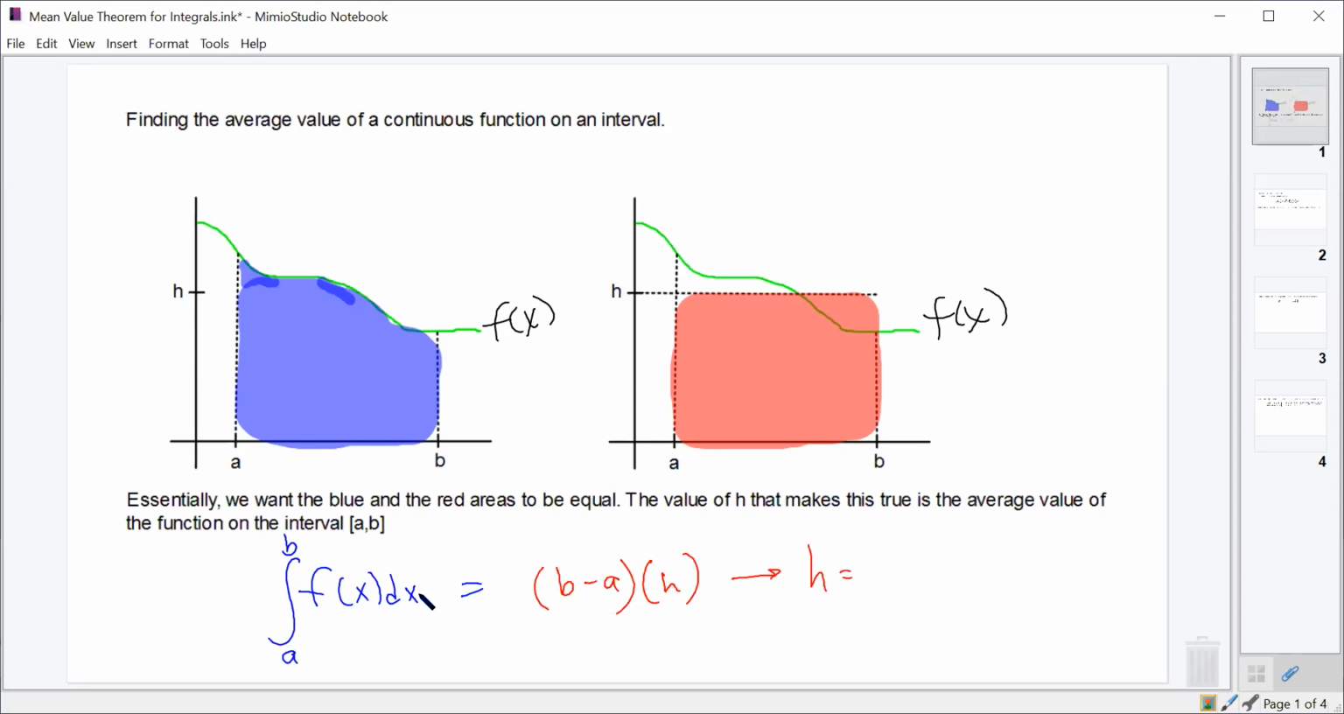The integral divided by b minus a, or if we wanted to, we could put that as a constant out in front: 1 over b minus a times the integral from a to b of f of x dx. Good or no? Good.